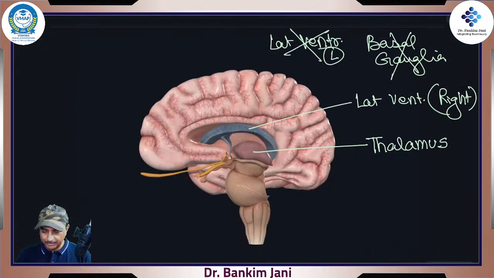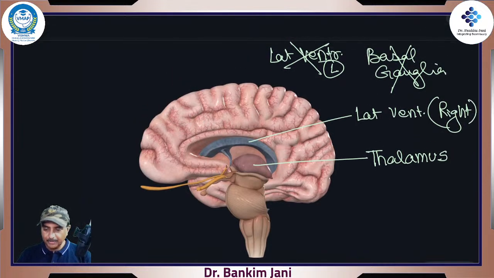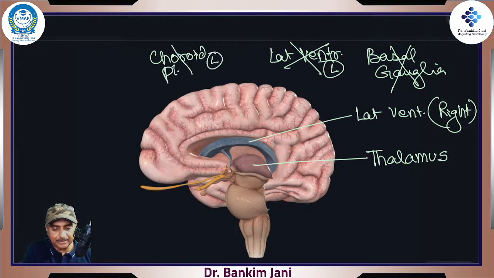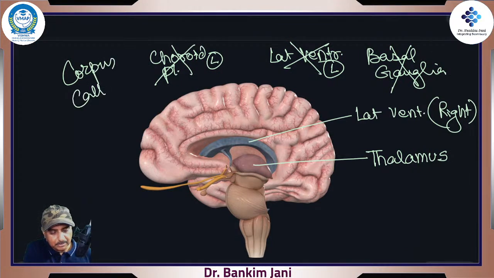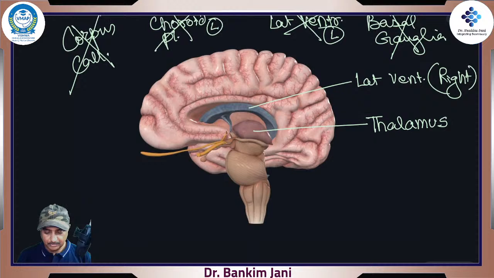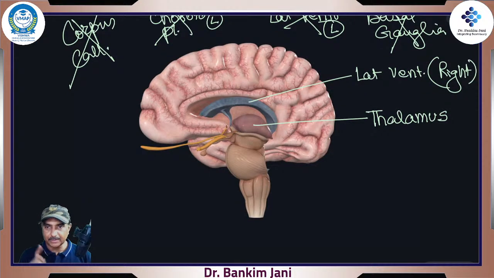If you really want to list what we removed: the left lateral ventricle, basal ganglia, and the choroid plexus, all these things on the left side have been removed. Then we also removed the corpus callosum. All those left-hand side things are removed. Now we have the picture with us. Still there is one thing.